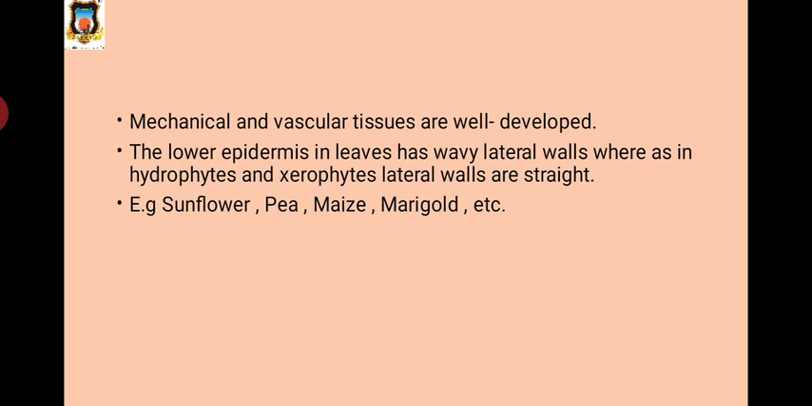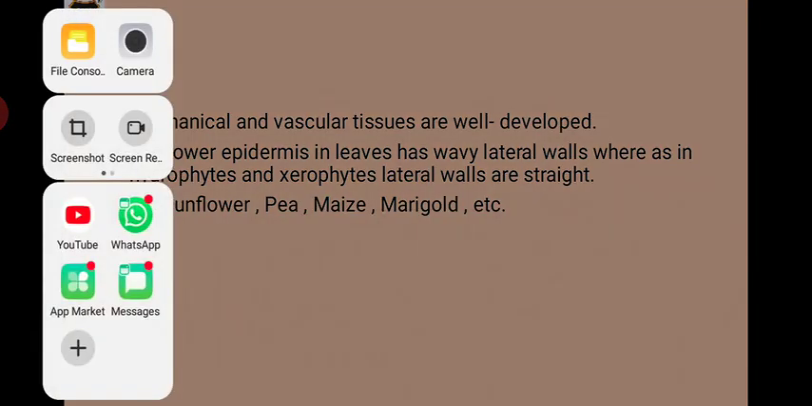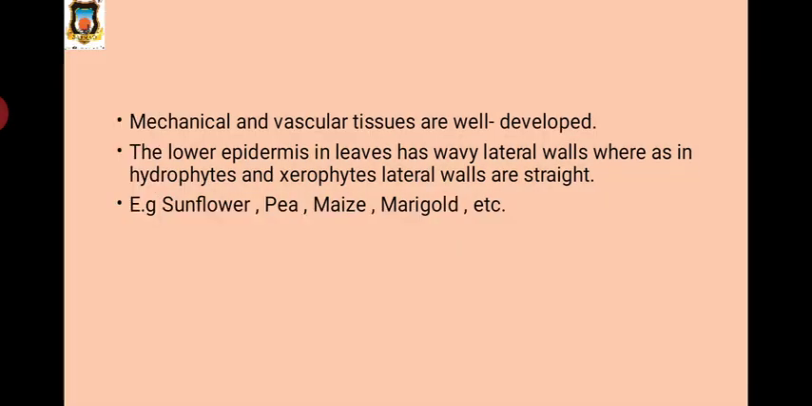One more internal ecological feature of mesophytes is that in summer they undergo temporary wilting. Examples of mesophytic plants are sunflower, pea plant, maize, marigold, etc.